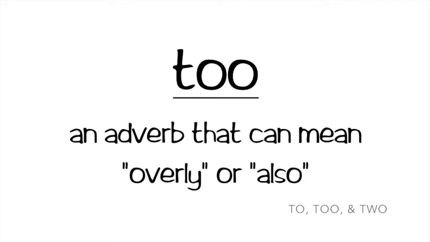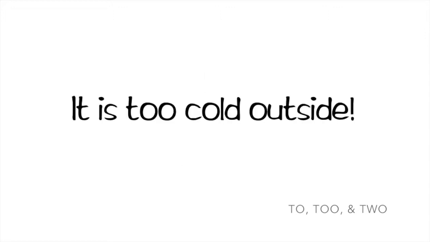Next is too, spelled T-O-O, which is an adverb that can mean overly or also. Here's an example. It is too cold outside, where too, T-O-O, means overly. It is overly cold outside. Next, we have I like ice cream too, where too means also. I like ice cream also.